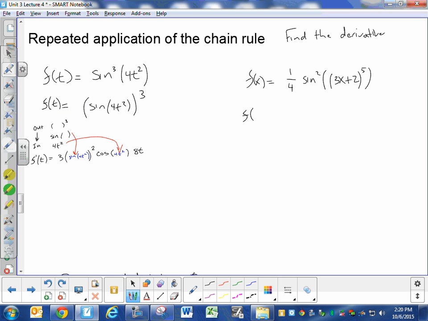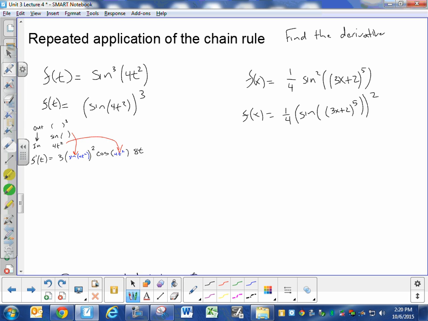The key to understanding things is: what is my outside, what is my inside? This is 1/4 sine of all of (3x plus 2) to the 5th. That sine is all being squared.